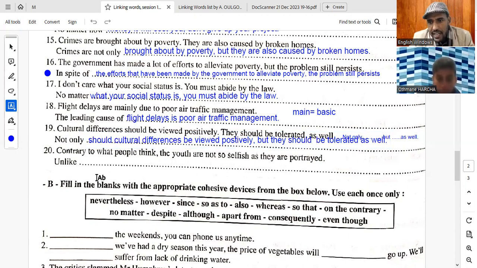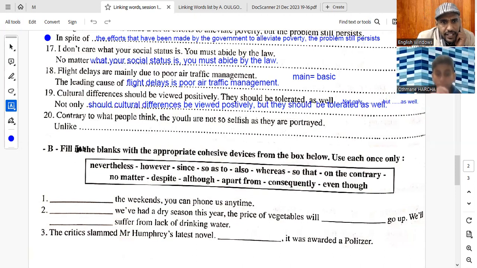All right, let's move to the next statement, number 20. Contrary to what people think, على خلاف ما يظنه الناس أو ما يعتقدونه, right? Contrary to what people think, the youth are not so selfish as they are portrayed. The youth يعني الشباب, right, are not so selfish ماشي أنانيين. Selfish يعني واحد أناني كيفكر غير في السيلف ديالو, right, في نفسه. But you know the youth are not so selfish as they are portrayed كما يعني يصورون.